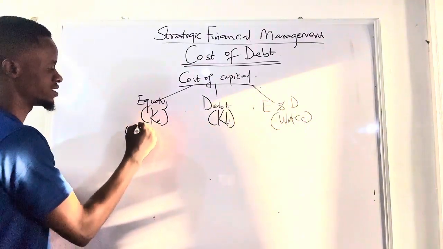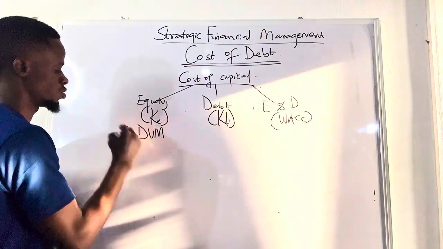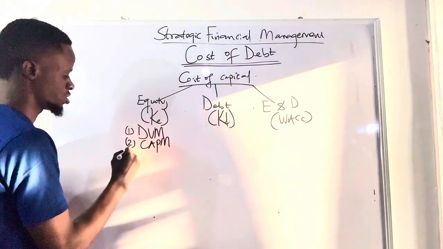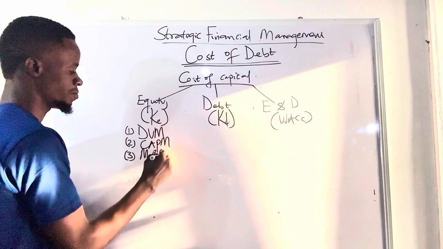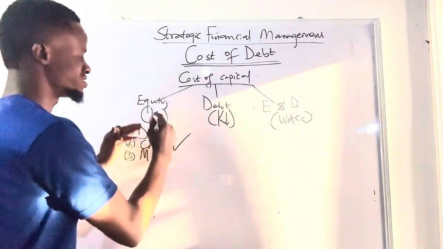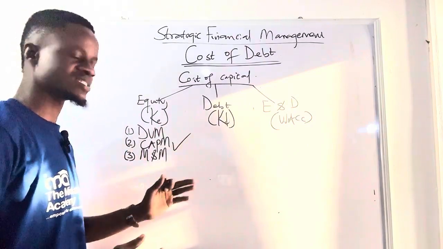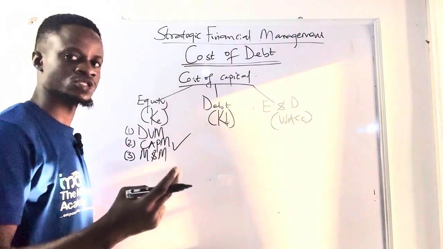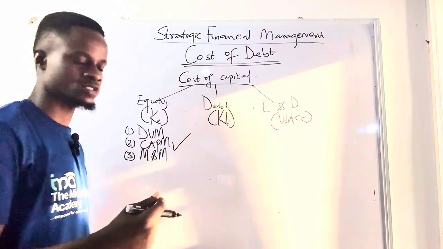One is the dividend valuation method. Two is the CAPM approach. Three is the M&M approach. And we've been able to solve questions and discuss this, right? The cost of debt is quite similar to this as well, where we have two major approaches to determine any given cost of debt question.